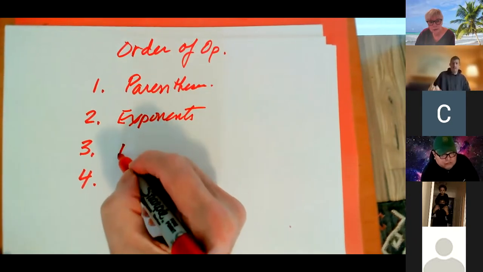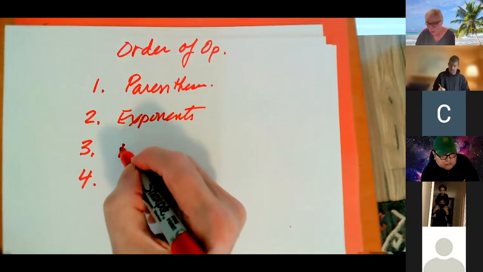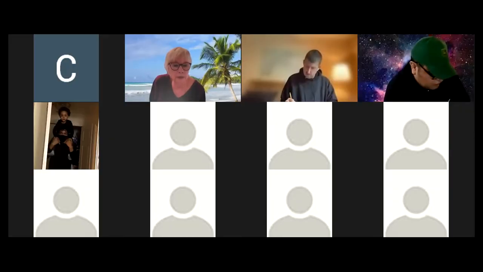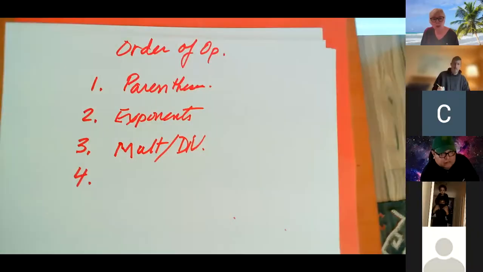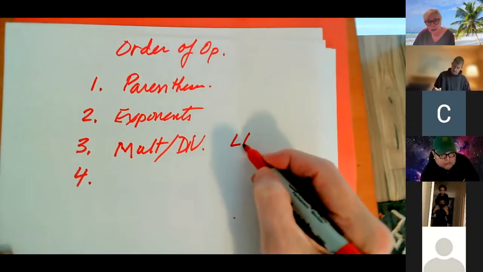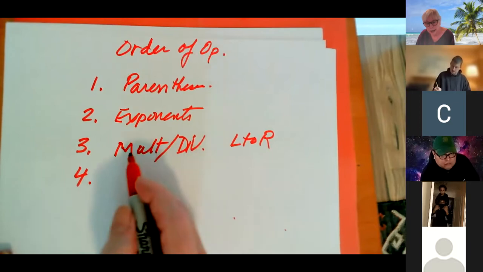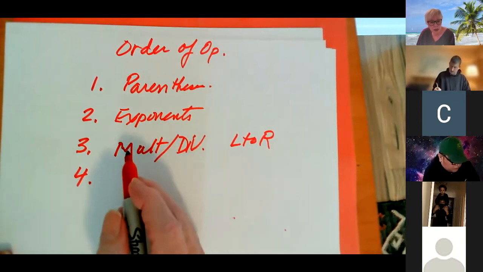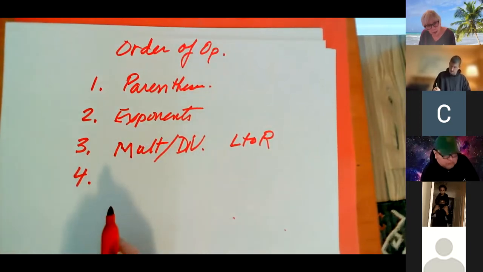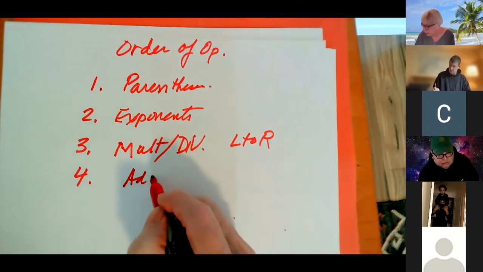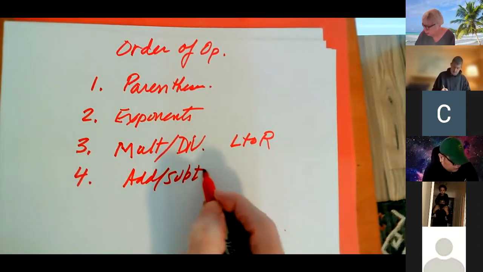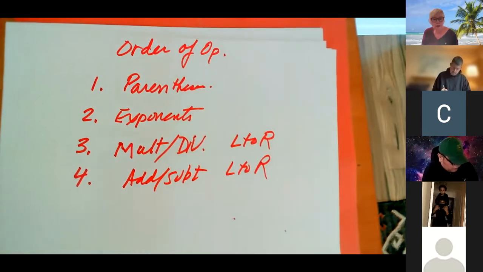Number 3, multiplication or division. Left to right, if they're both back to back. So divide could be done before multiplication if it's on the left. And then last is add, subtract, dead last, left to right, if there's any doubt.